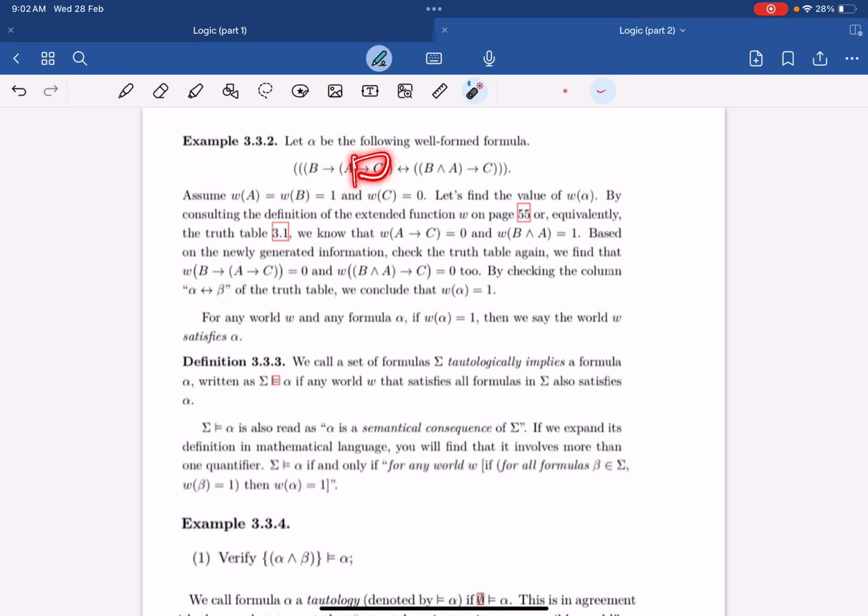So A to C will be false, and B and A will be a 1. So then this will be a 0, this is a 1. Then you can check the truth table again. So B is 1 to 0, so this is 0. And then 1 to 0 is also a 0. So 0 implies 0 is a true fact. So we can conclude that this formula is true, so W of alpha equals 1.